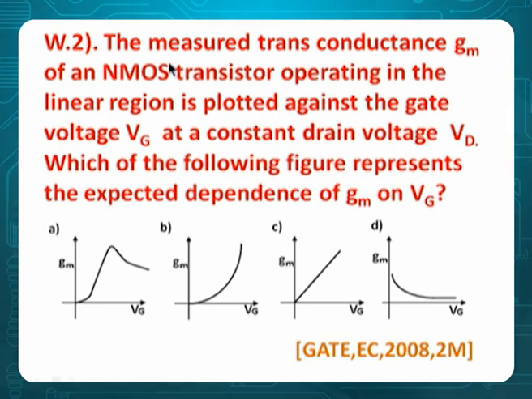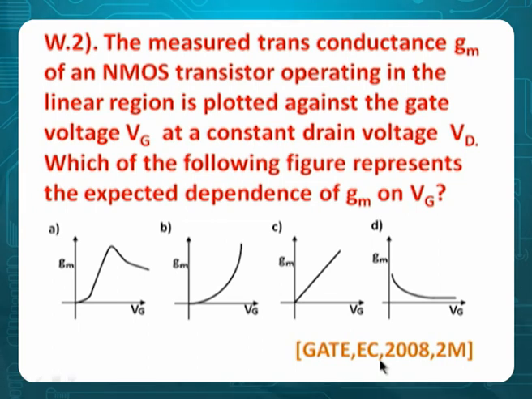Question number 2. The measured transconductance GM of an NMOS transistor operating in the linear region is plotted against the gate voltage VG at a constant drain voltage VD. Which one of the following figures represents the expected dependence of GM on VG? So we have to find out VG versus GM. This is GATE EC 2008, 2 marks.